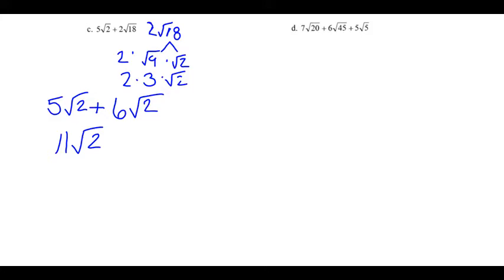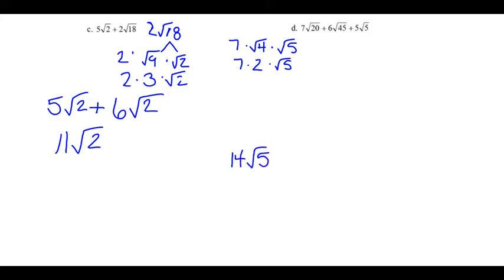All right, D is going to take a little bit more work. So the square root of 20, I can break down. So I have 7. And then remember, 20, we can do the square root of 4 times the square root of 5. So the square root of 4 is 2. So that's going to change into, and I'm going to write it down here, 14 square root 5.